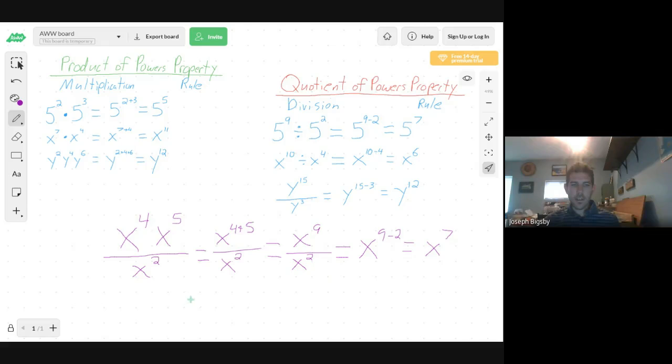Putting it all together back here, I could have just taken that like base of x and done 4 plus 5 and then minus the 2. I'm adding the multiplying, subtracting the division. And that would have got me straight to the answer of x to the 7th. So there's our product of powers property and our quotient of powers property being put into full effect.